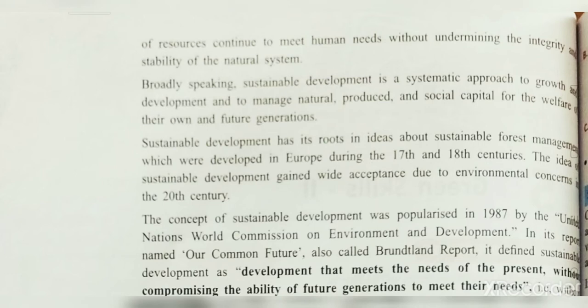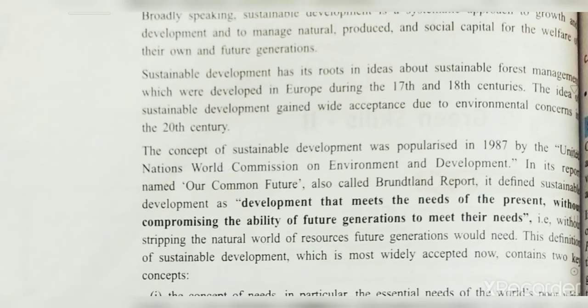The concept of sustainable development was popularized in 1987 by the United Nations World Commission on Environment and Development. In its report named Our Common Future, also called the Brundtland Report, it defined sustainable development as development that meets the needs of the present without compromising the ability of future generations to meet their needs. Right? The point is, development that meets the needs of the present without compromising the ability of future generations to meet their needs, right?